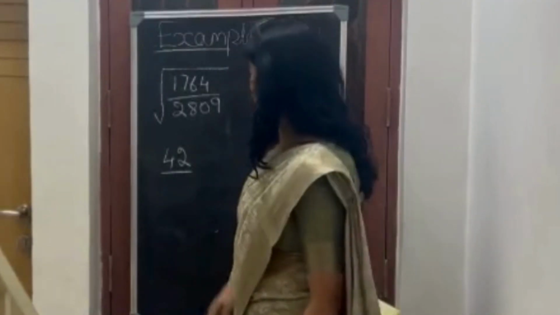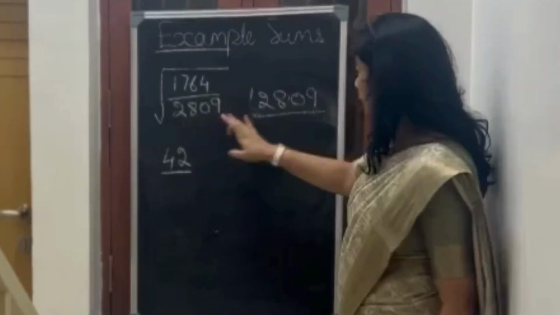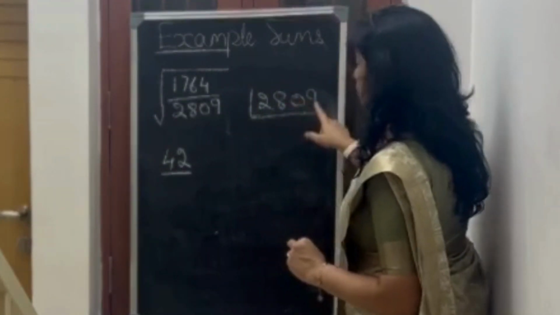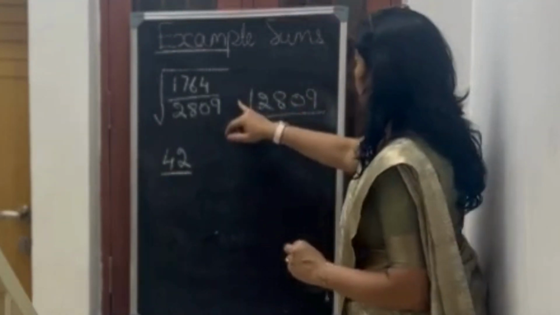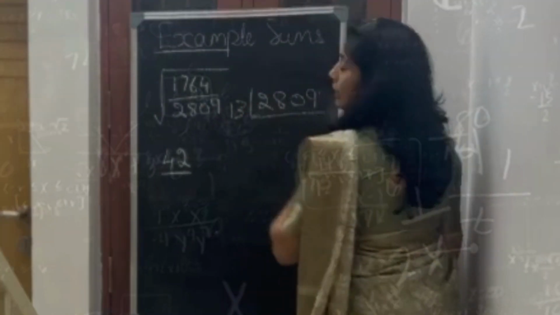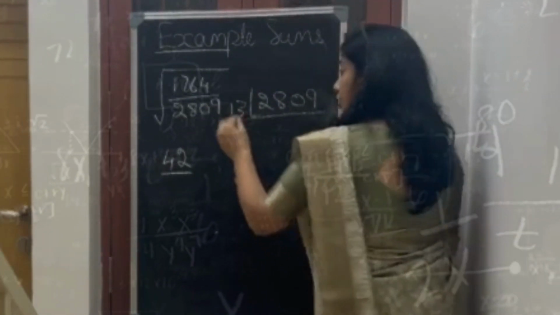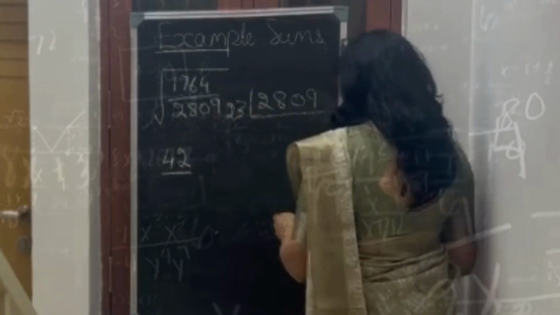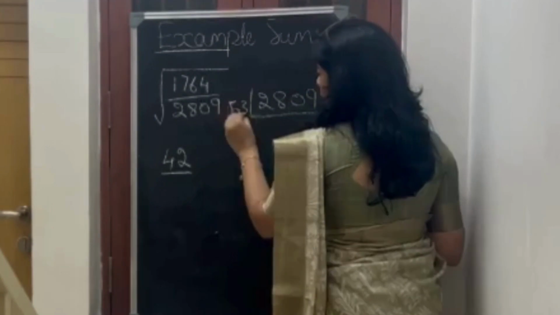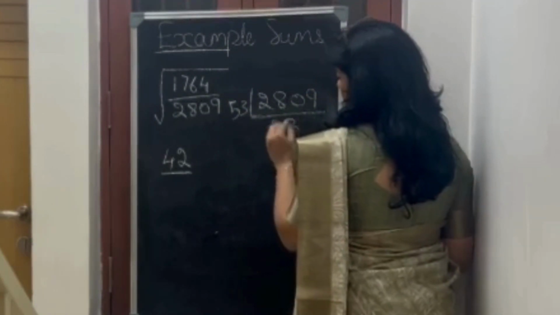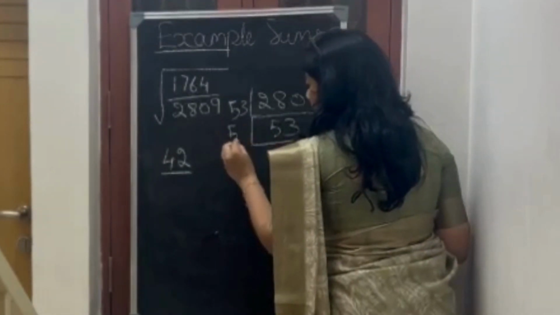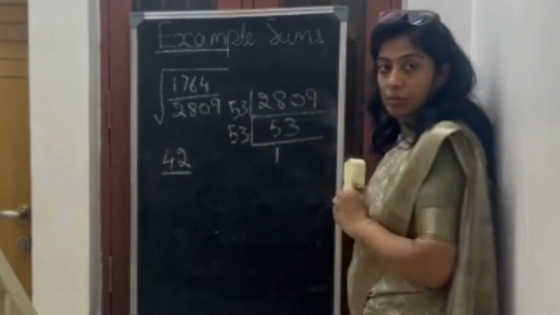Okay. The denominator number is 2809. I had to find out the square root of 2809. Because this is an odd number ending in 9, I thought I would do it with 3. When I took 3, I couldn't divide it. Then I thought I'll take 13. I couldn't. Then I took 23, I couldn't. Then 33, I couldn't. 43, I couldn't. But when I took 53, I could. 53 is 2809. So again I get 53 here and the remainder is 1.